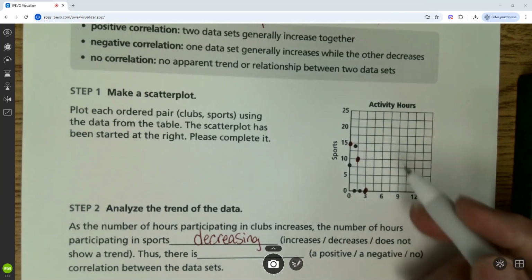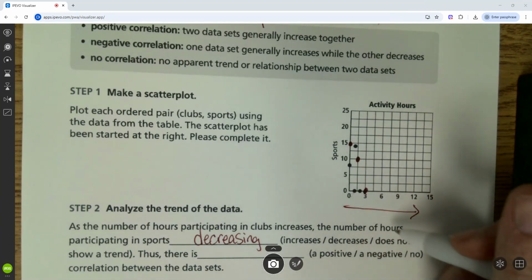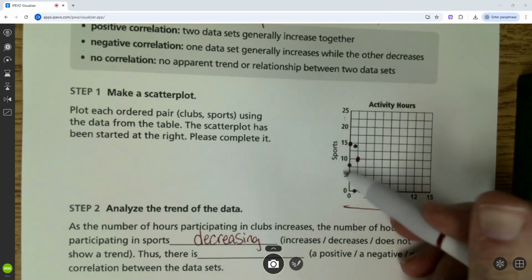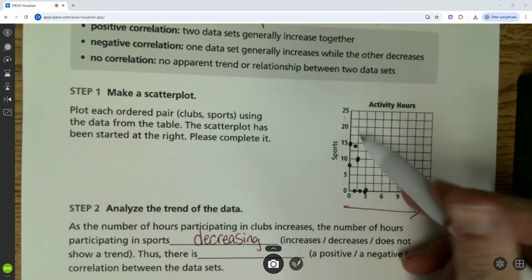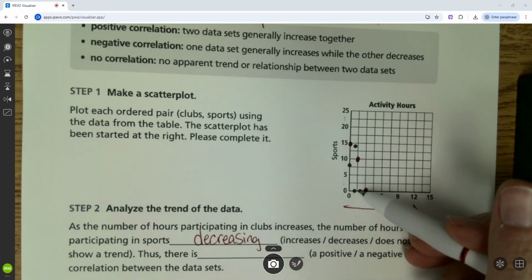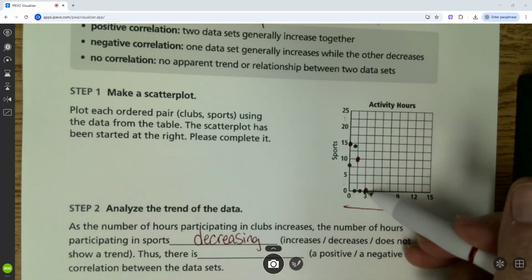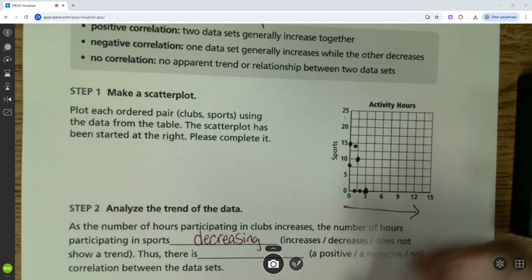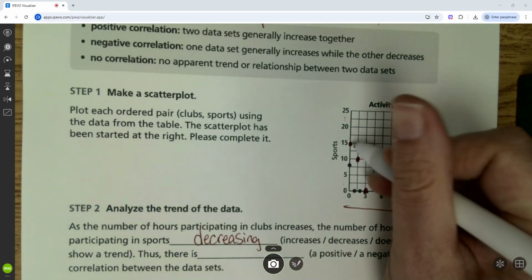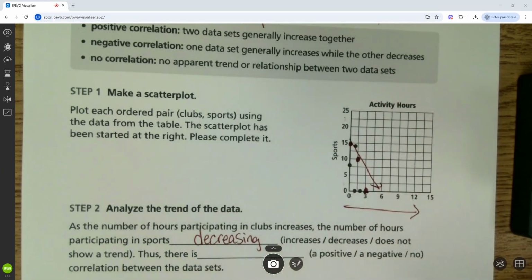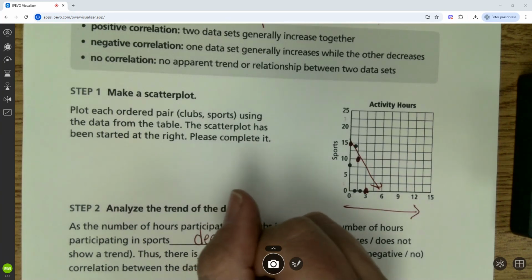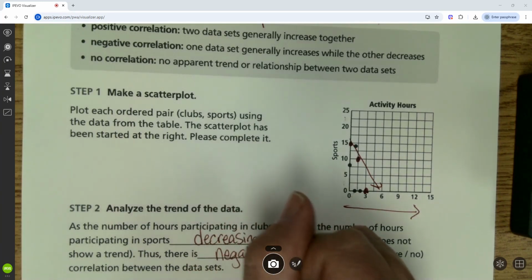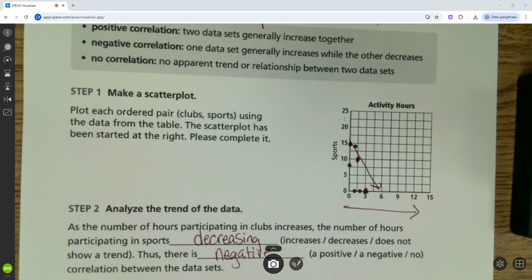So I'm looking at the relationship as I'm traveling right, what is happening to my climb here. Okay, so as my hours continue, I have less and less people who are actually participating. So that's why I can say that it really is decreasing. So that means that we have a negative correlation between the data set.